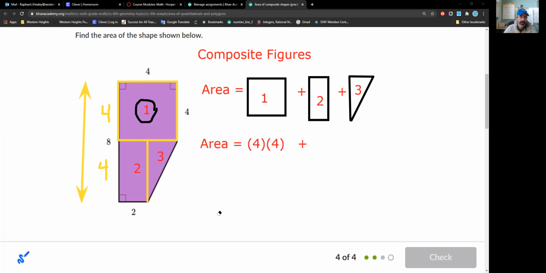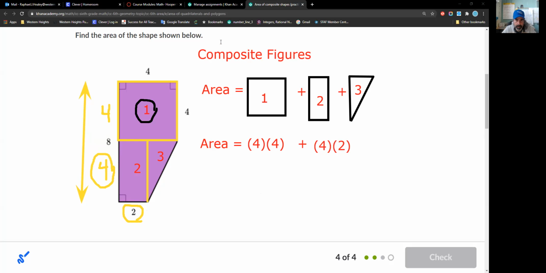Right? Got it. So that means that the rectangle is going to be 4 times 2. All right. So let's write that down. So that's going to be 4 times 2.